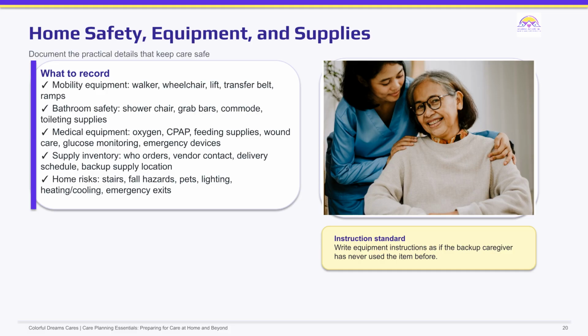Safety begins with your physical environment and equipment. Document mobility aids, supplies, and potential home hazards. When writing instructions for equipment, assume the reader has never used it before. Clear, written guides help keep care safe even when someone new is assisting.